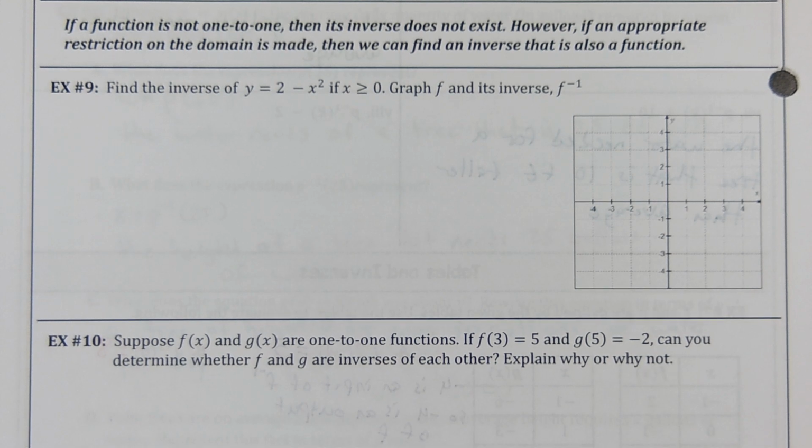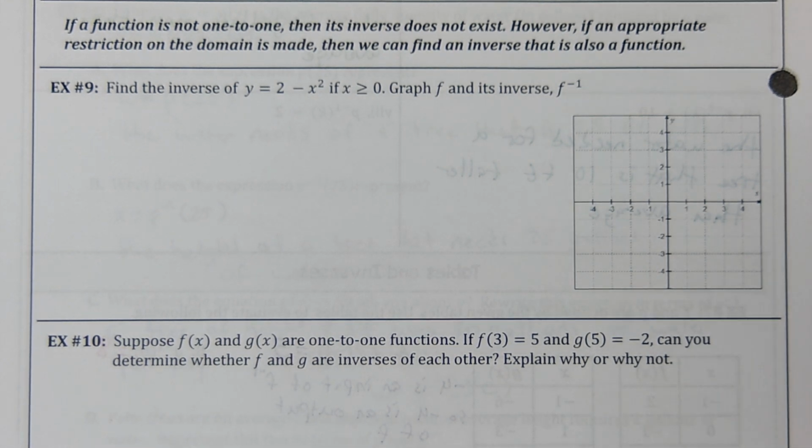All right, if a function is not one-to-one, then its inverse does not exist. All right, I want to make a statement about that. I won't say that the inverse doesn't exist. I'll just say that the inverse is not a function, because you can have an inverse relation. It just won't be a function.